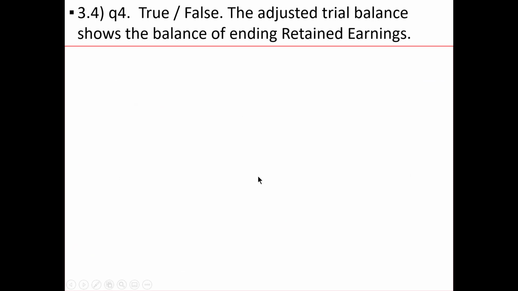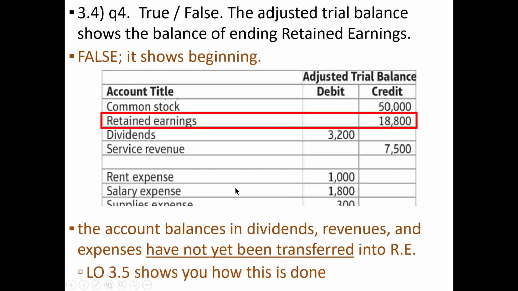The adjusted trial balance shows a balance of ending retained earnings. This is false. This is a key thing. You don't want to make a mistake on this on the exam or on the homework. What we see on the trial balance is retained earnings. There's the credit balance. That's the starting point. We're going to use this information to help us do our statement of retained earnings. And we'll talk about in 3.5 how the closing process works.